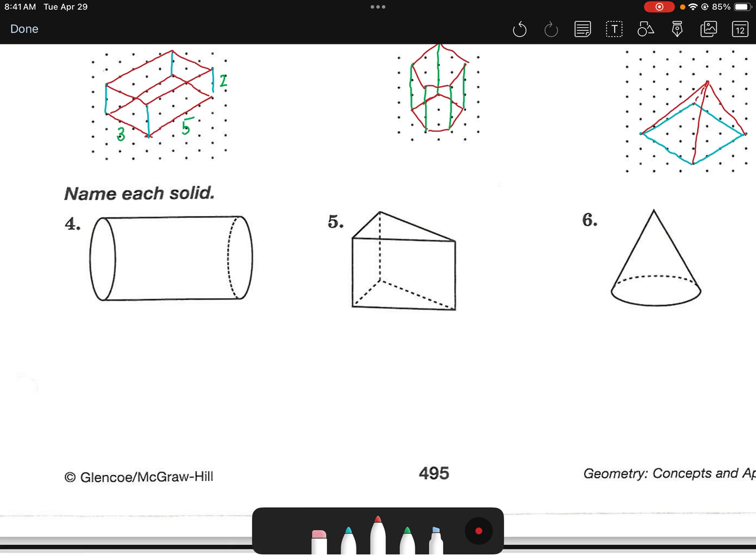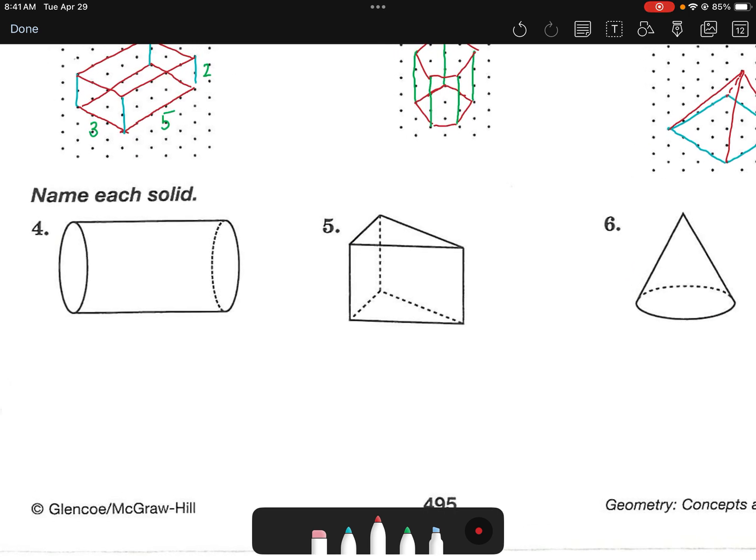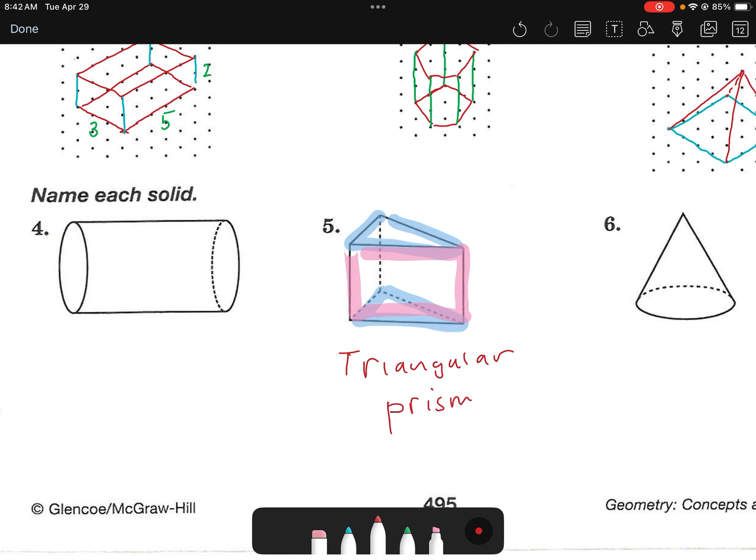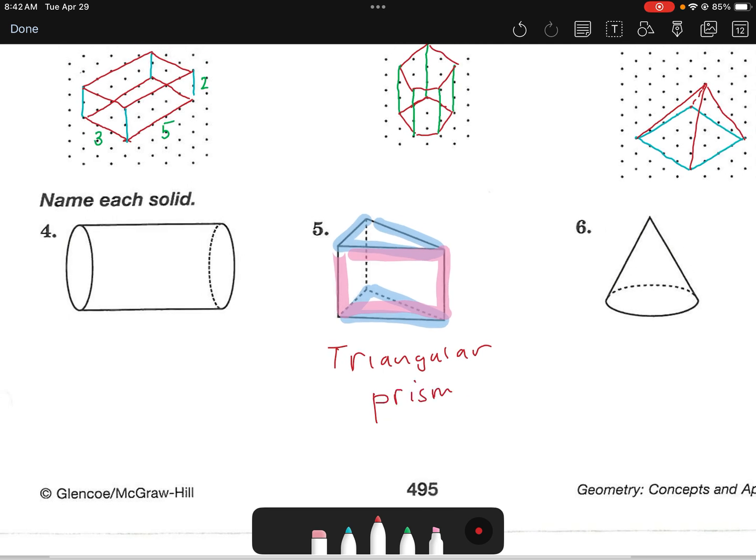Okay, let's name these solids. These are three-dimensional solids. Number 5, this is a triangular prism because my bases are triangles. And it's a prism because I have rectangular lateral faces. Okay, so number 4 and number 6 we did not talk about on this worksheet.